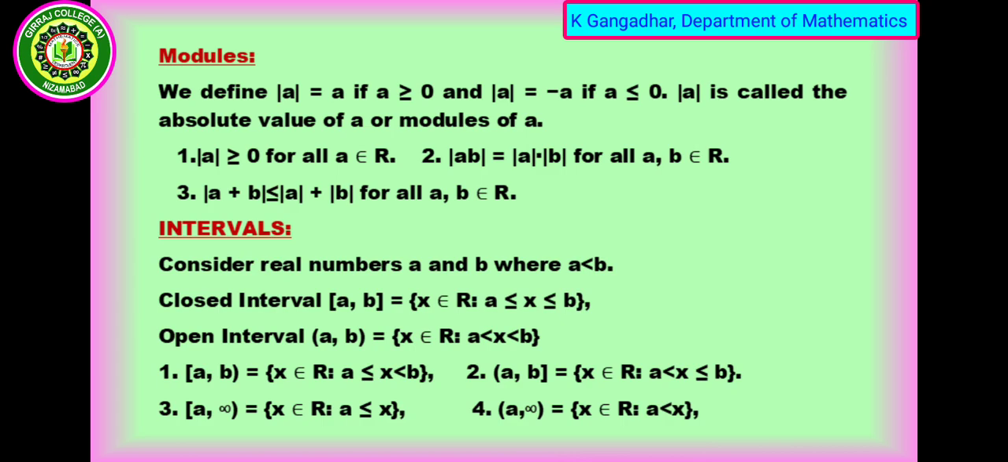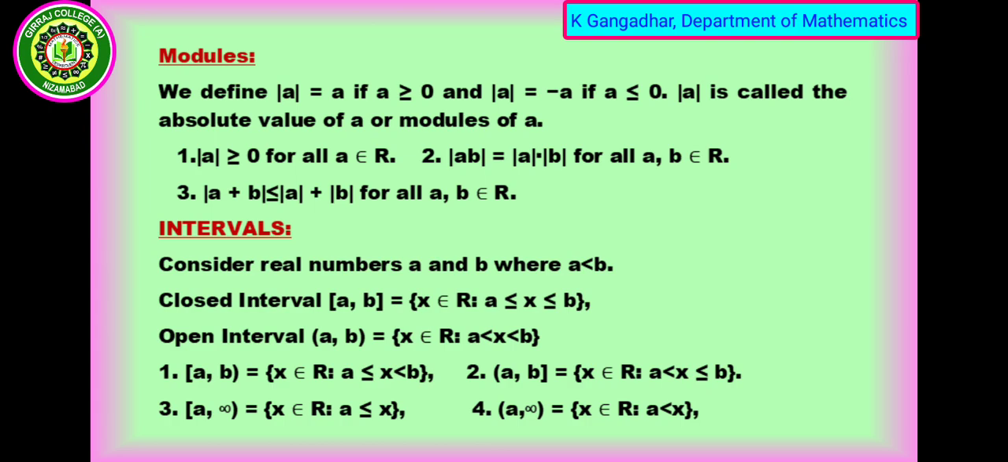So mod a equals a if a is greater than 0. If a is positive, then the value of mod a is a. If a is less than 0, that is, a is negative, then the value of mod a is minus a. Suppose we want mod of minus 2. By definition it is minus of minus 2, which gives a positive result. This way we define the mod function, the modulus value: mod a equals a if a is greater than 0, and mod a equals minus a if a is less than 0.